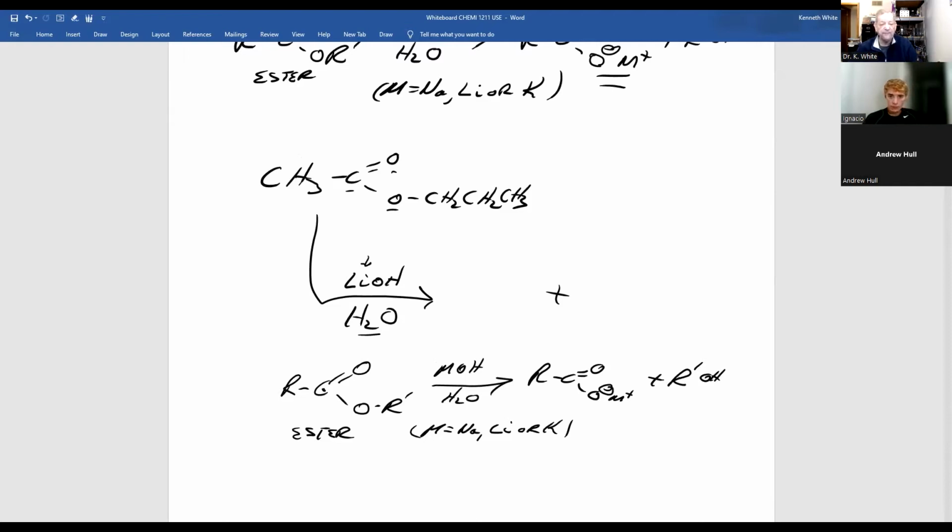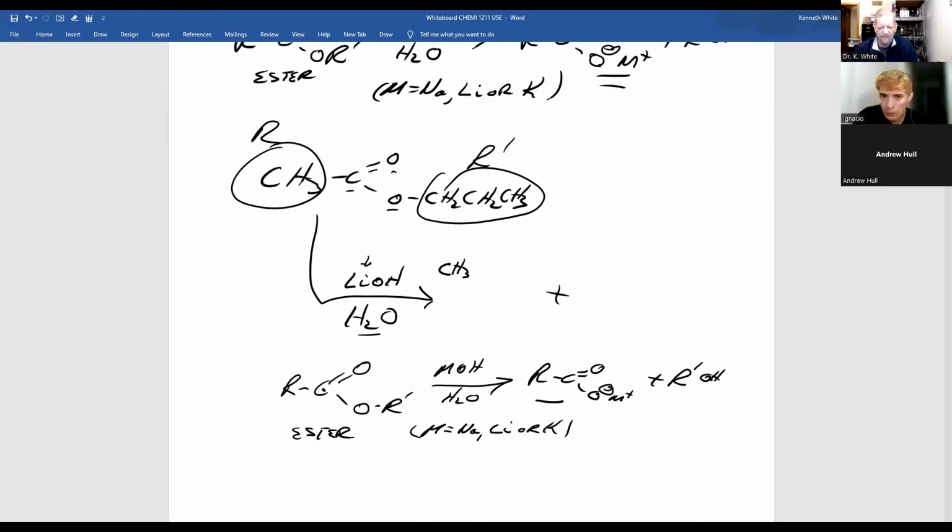Well, what's our methyl? What's our prime and propyl? Therefore, the carboxylate anion would be this. Not the carboxylic acid. And what's M? Lithium. And R prime, 3 carbons. Remember, you don't break carbon-carbon single bonds.